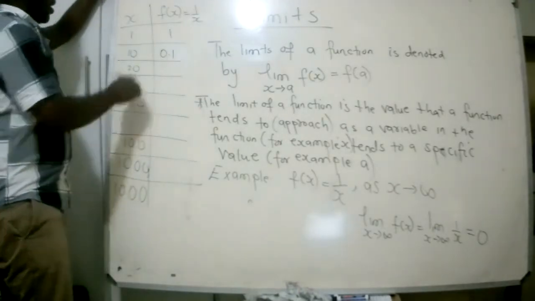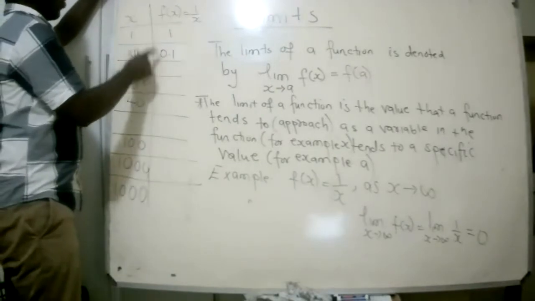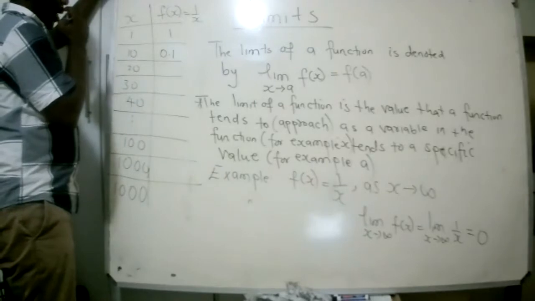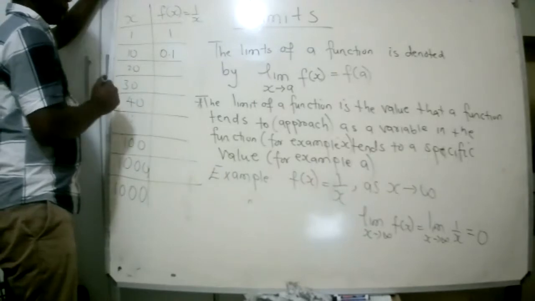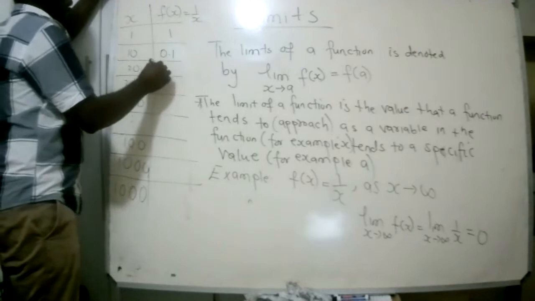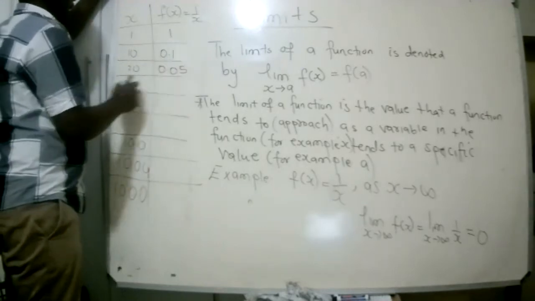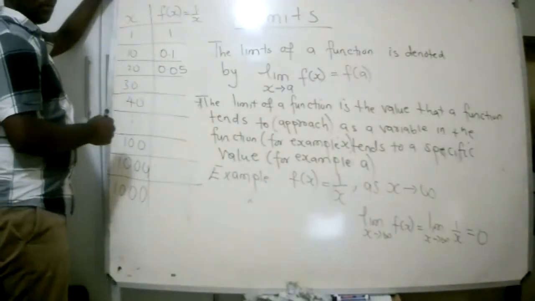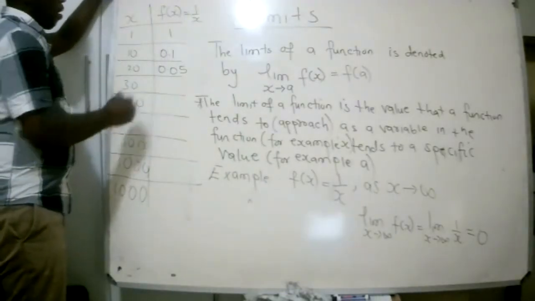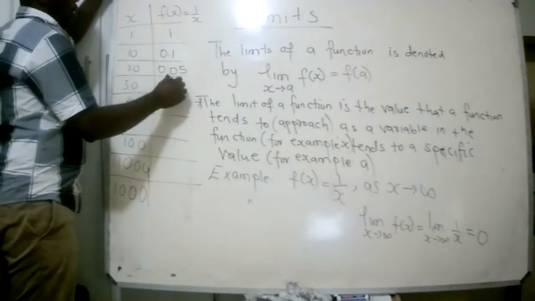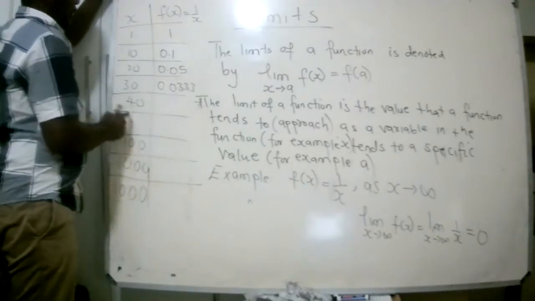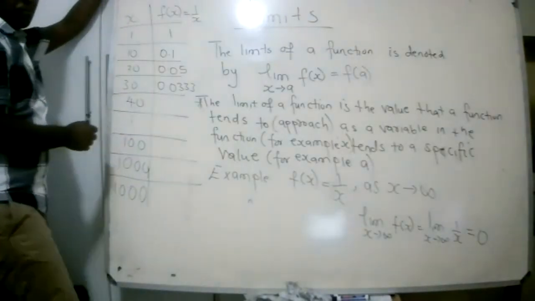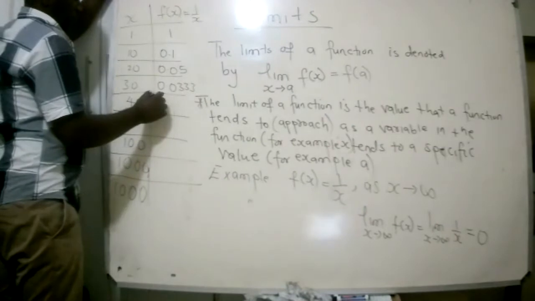All right, then now let's substitute 20. What is 1 over 20? We now substitute 20 there. What are we going to get if we substitute 20? 0.05. And then let's substitute 30. 0.0333. And then let's substitute 40. 0.025.